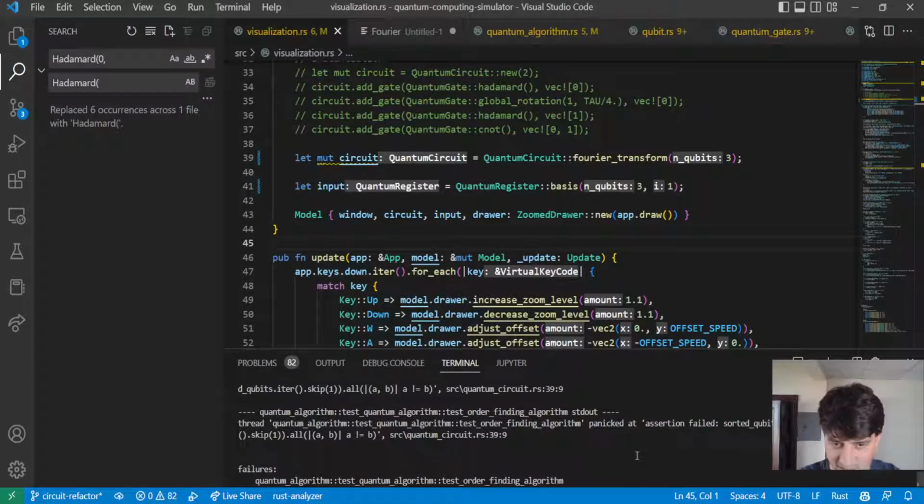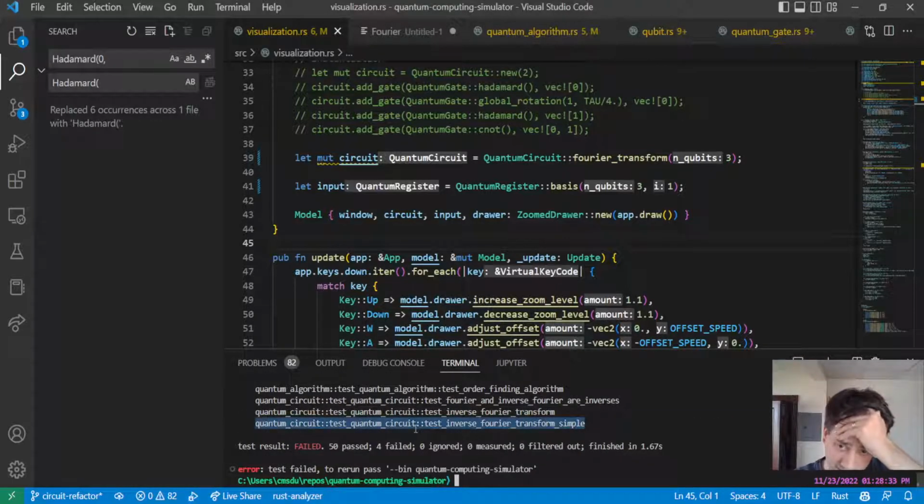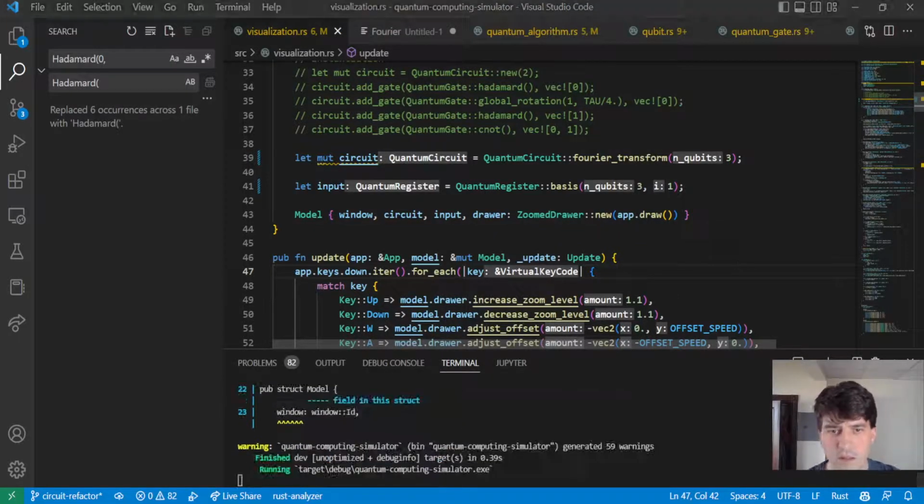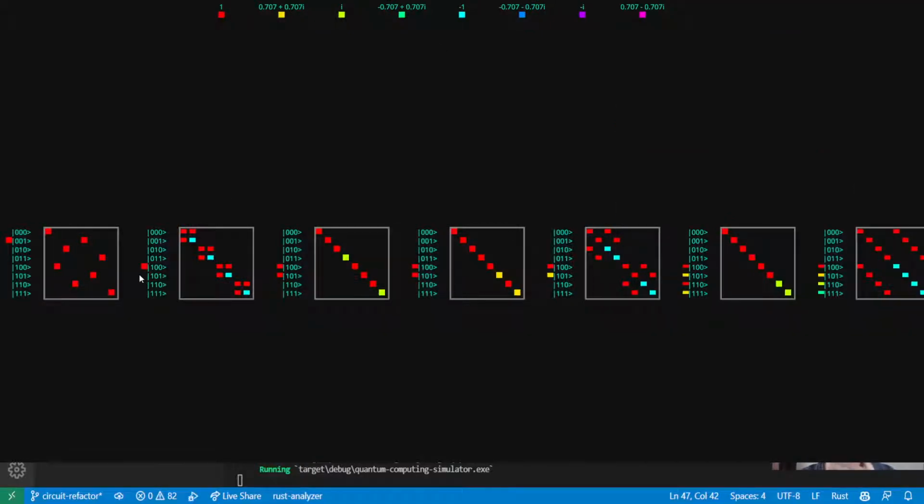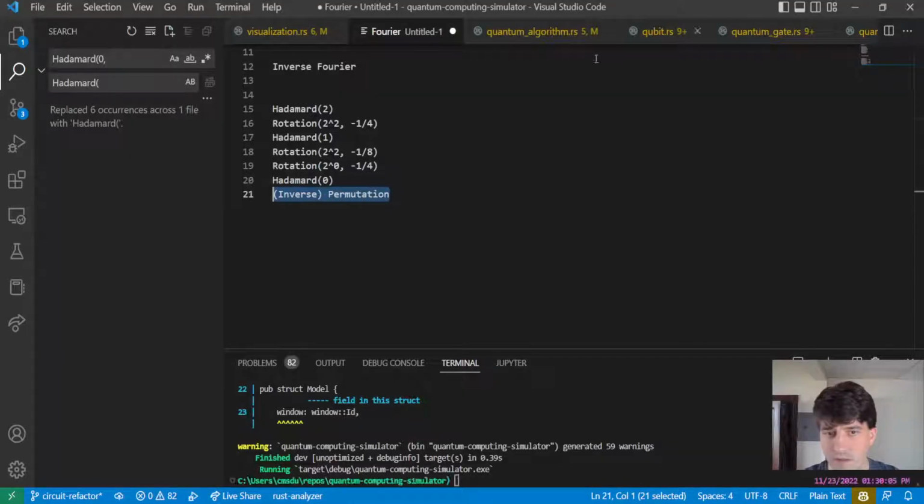Would be my question to you. Okay, a bunch of tests failed, so I did not do this right. Kind of looked like I did it right. I was kind of proud of myself a minute ago. Let's compare. Okay, so first, oh wait. Why is there a permutation up front? Permutation should be at the end.